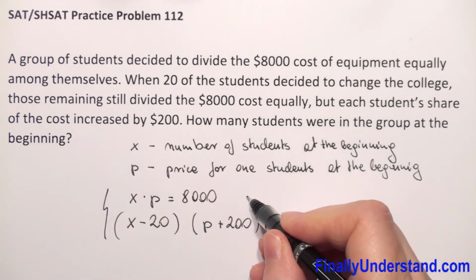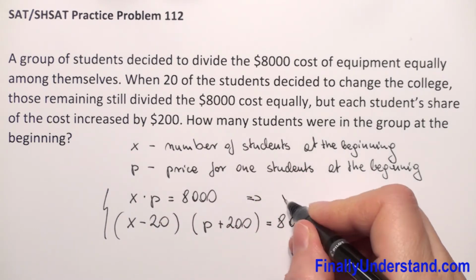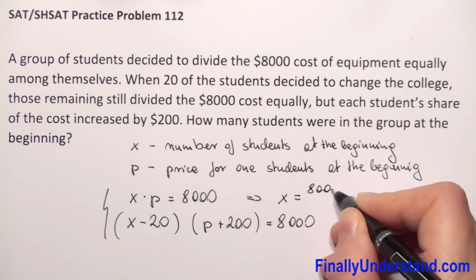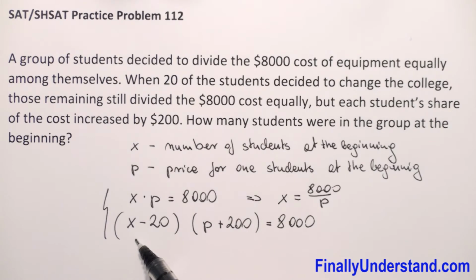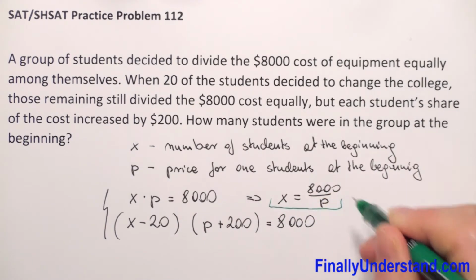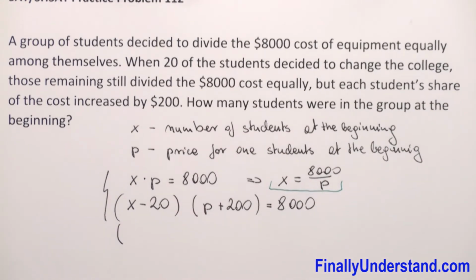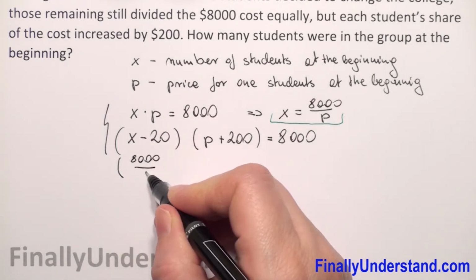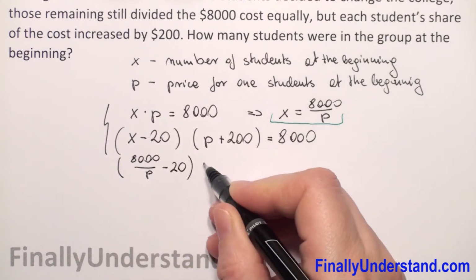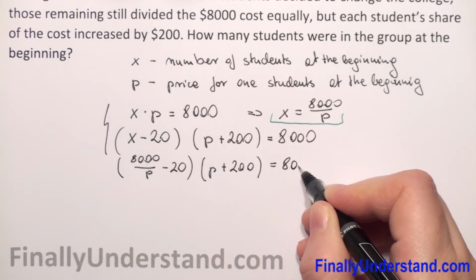Again, we have two equations, two unknowns. From the first equation, when we divide by P, we have that X is equal to 8,000 over P. Now we will substitute X in the second equation by this expression. I will use the substitution method. So in parentheses we will have 8,000 over P minus 20, times P plus 200, equals 8,000.